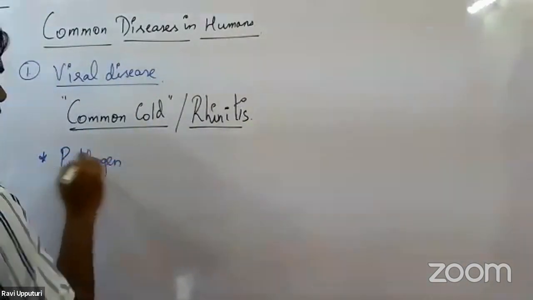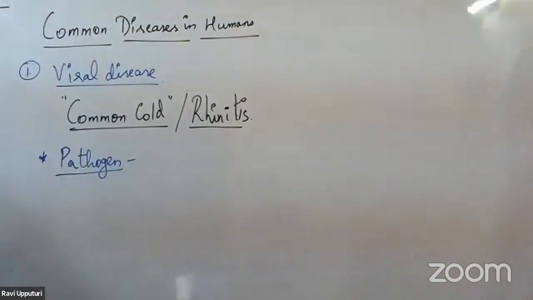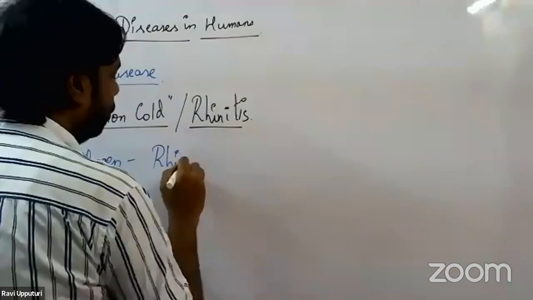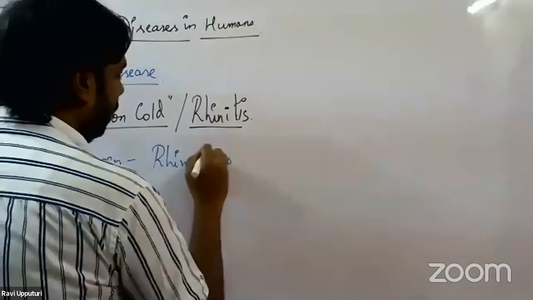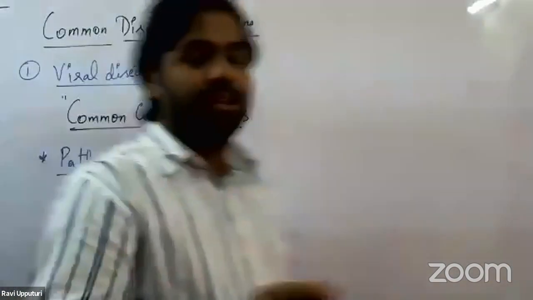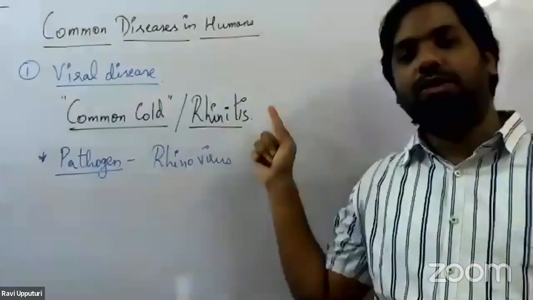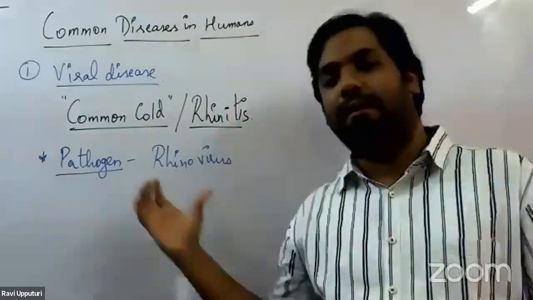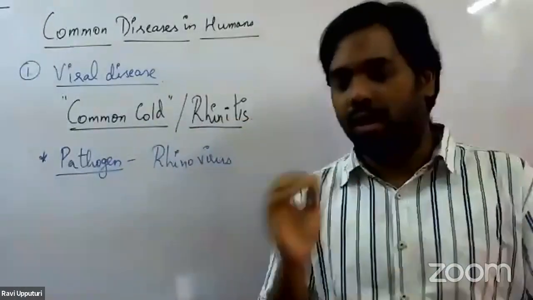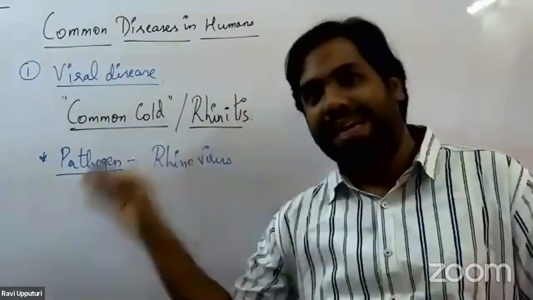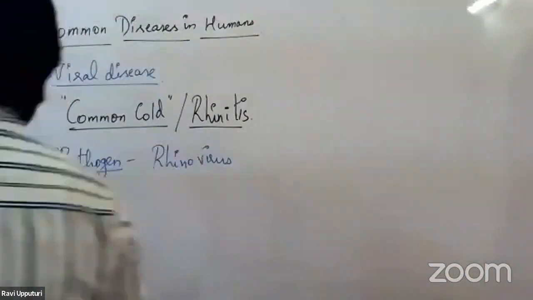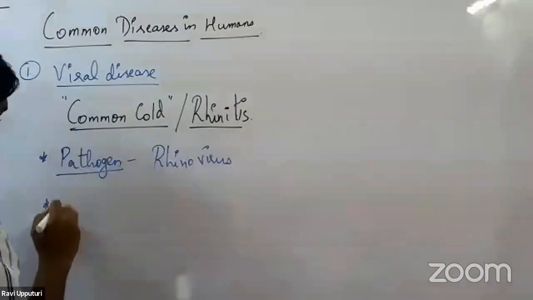So which virus causes this particular disease? Which is the pathogen associated with this? The pathogen here is called rhinovirus. It belongs to a class of virus called rhinovirus. That's the reason why it is named rhinitis, because it is caused by a virus by the name rhinovirus. So this rhinovirus is the causative organism, or the pathogen, or the causative agent of this particular disease called common cold.